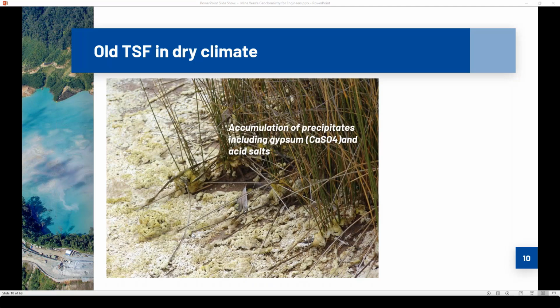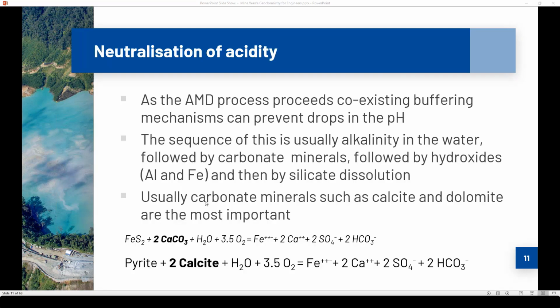Next to that particular TSF, we can also see some white precipitates which form there. In this case, those are largely gypsum, which is calcium sulfate, and some acidic salts which co-precipitate with those. So in this case, we're seeing both the water as well as the precipitation products from that acid mine drainage process.